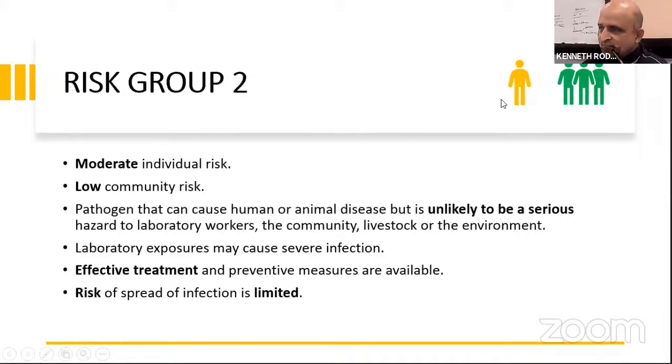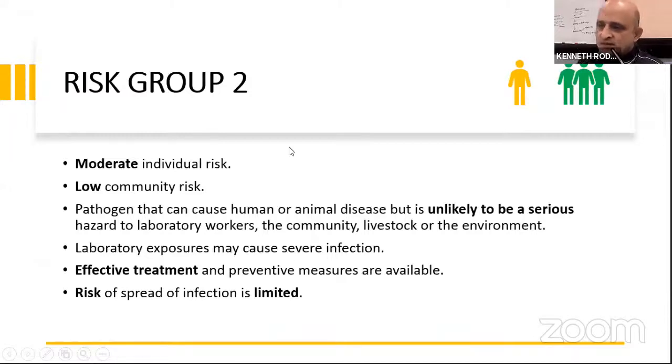Now, this is basically a pathogen which can be contained and which is not transmitted via normal routes such as aerosols or via the fecal-oral route. The pathogen can cause human or animal disease, but is unlikely to be a serious hazard to laboratory workers, the community, livestock, or the environment. Laboratory exposure may cause a severe infection. However, effective treatment in the form of therapeutics or vaccines is available, and the risk of infection is limited. So this is risk group two.